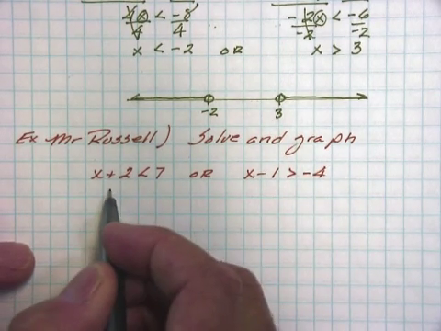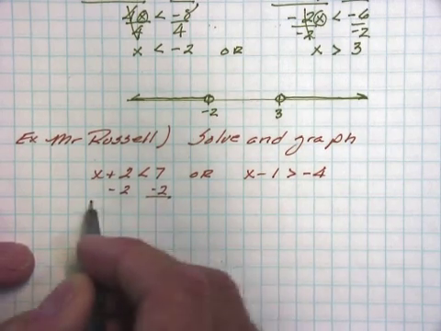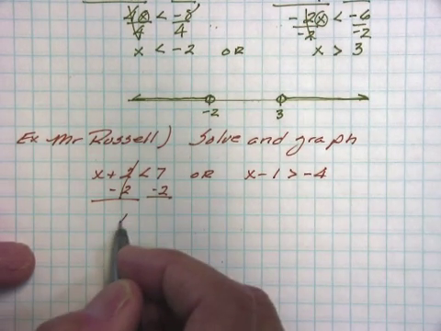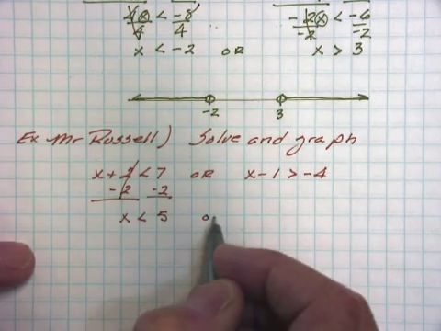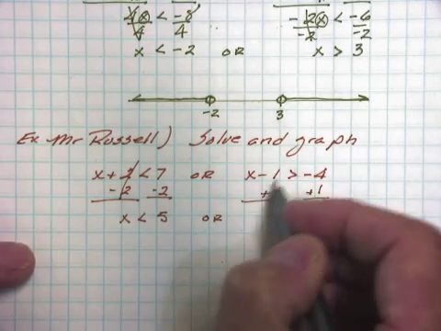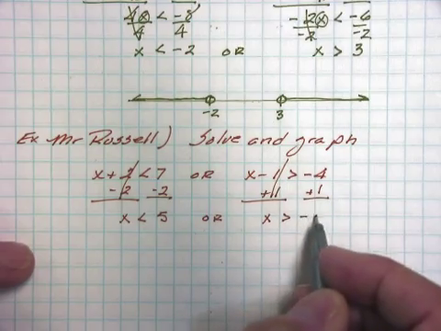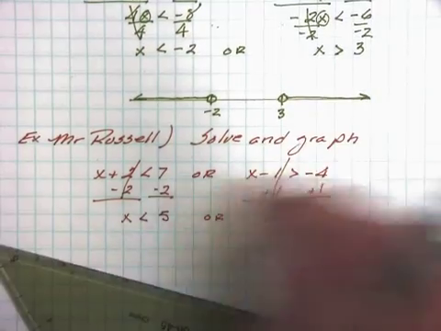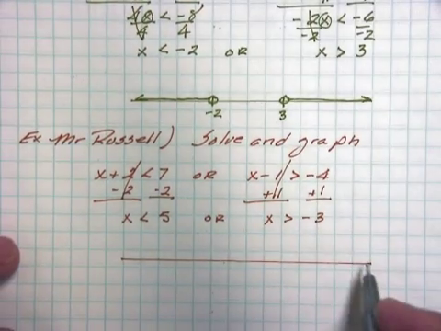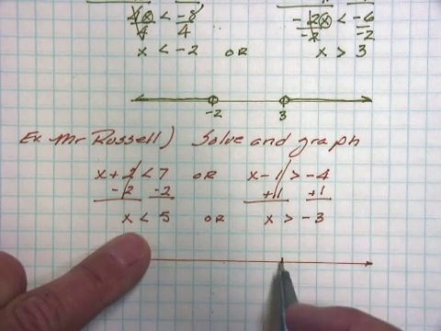All right? Last one, Mr. Russell. Now this one's interesting, and you'll see why when we go to graph it. Again, it's an or statement. We're going to solve these independently. I have x plus 2 is less than 7, so I'm going to subtract 2 from both sides. The 2's cancel because one's positive and one's negative. So I have x is less than 5. Or, and over on this side, I'm going to add 1 to both sides. The 1's cancel because one's negative, one's positive, and I have x is greater than negative 3.